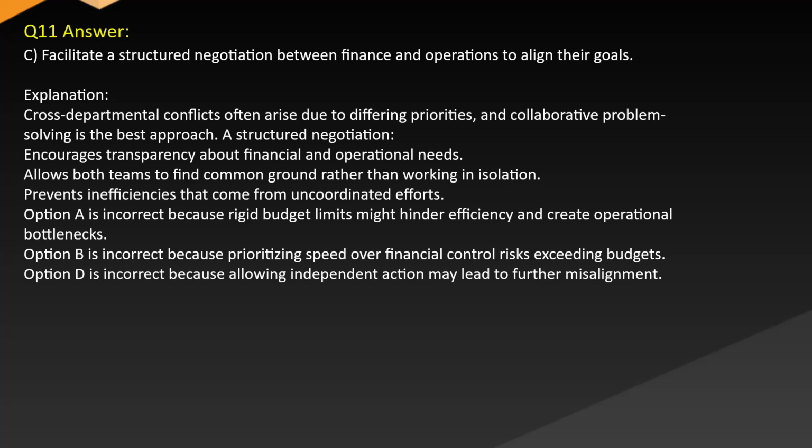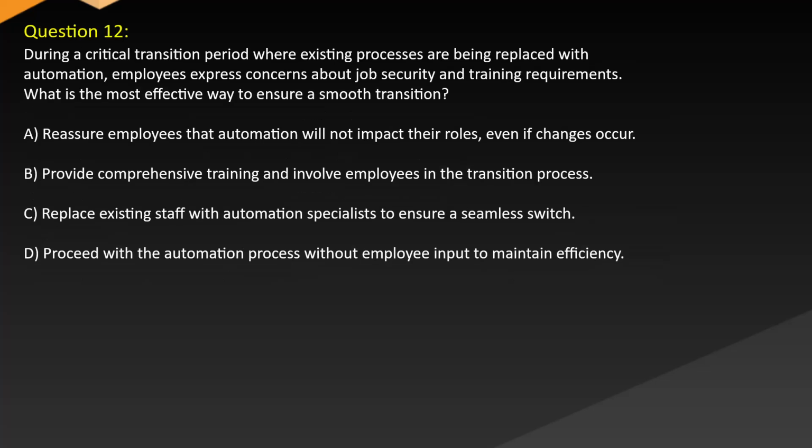Option A is incorrect because rigid budget limits might hinder efficiency and create operational bottlenecks. Option B is incorrect because prioritizing speed over financial control risks exceeding budgets. Option D is incorrect because allowing independent action may lead to further misalignment. Question 12. During a critical transition period where existing processes are being replaced with automation, employees express concerns about job security and training requirements. What is the most effective way to ensure a smooth transition?